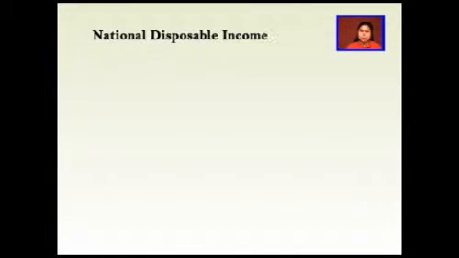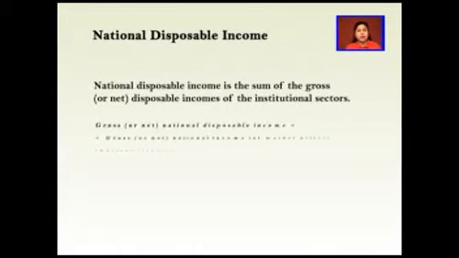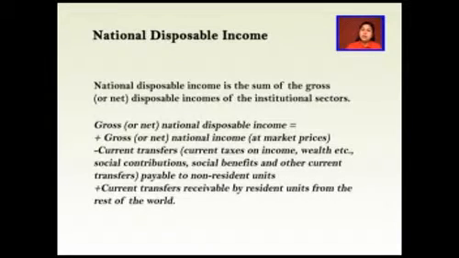National disposable income. National disposable income is the sum of the gross or net disposable incomes of the institutional sectors. Gross or net national disposable income equals gross or net national income at market prices minus current transfers, current taxes on income, wealth, etc., social contributions, social benefits, and other current transfers payable to non-resident units plus current transfers receivable by resident units from the rest of the world.